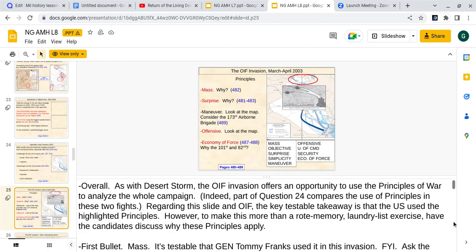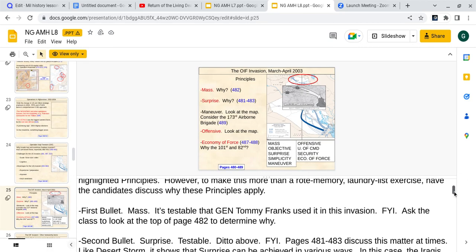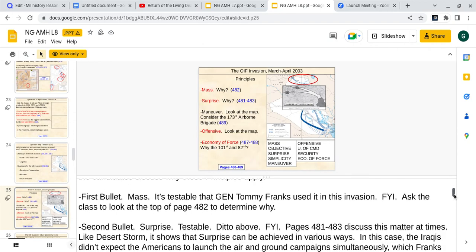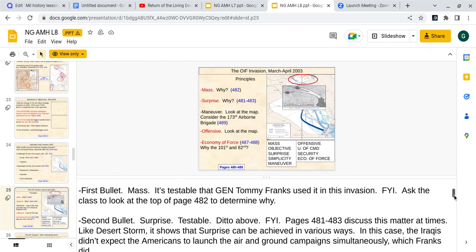For the operations in Afghanistan invasion, it used mass, surprise, offensive, and economy of force. And these reasons are pretty much the same for all the other battles we've talked about so far. What's testable is that Tommy Franks used mass in the invasions in Afghanistan, mostly because you're using technology like helicopters and tanks to mass firepower, what's going to hurt the Taliban the most.